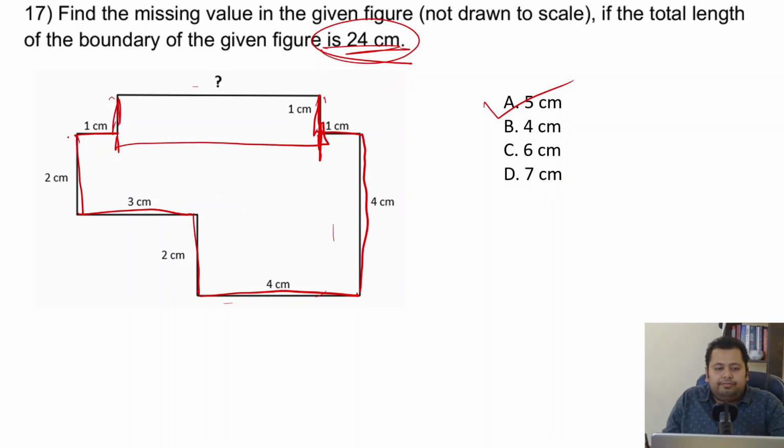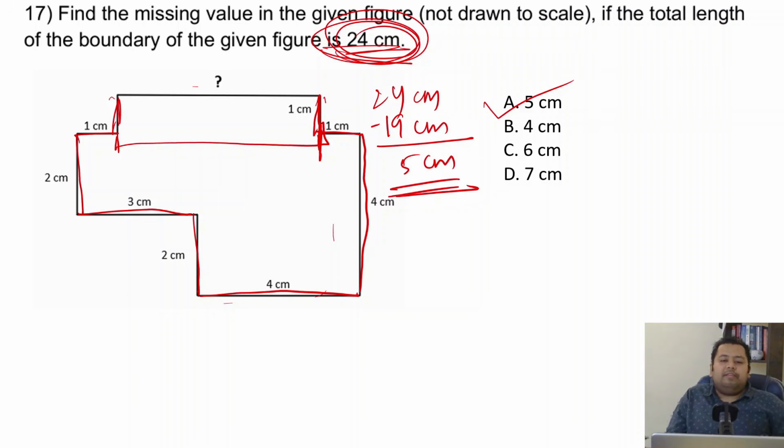So all of this is 19 centimeter, but the total given is 24. So 24 minus 19 centimeter is nothing but 5 centimeter. So 5 centimeter is your correct answer. We know the total is 24, and all other parts add up to 19 centimeter, so obviously this has to become 5 centimeter to make a total of 24 centimeter.